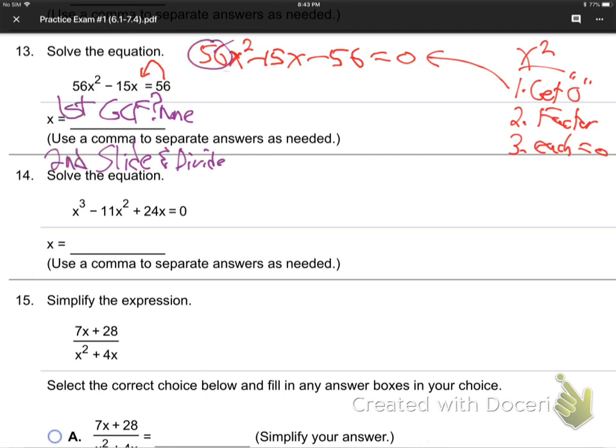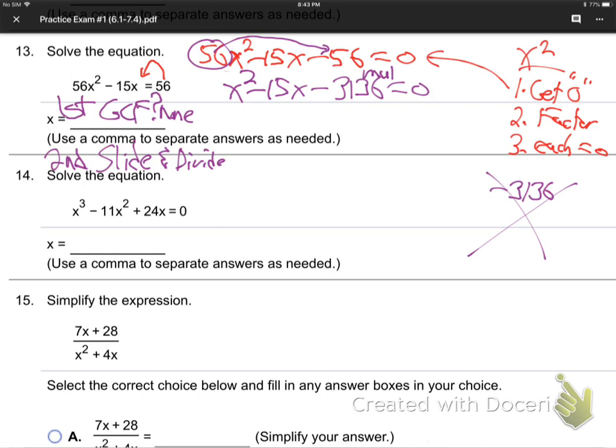So I'm going to grab this and slide it to the back. So that'll become x squared minus 15x. And I'm going to use my calculator. I don't know what 56 times 56 is. It's a big number, 3136. This is a crazy question. Okay, then we got to do the diamond thing. What multiplies to be negative 3136 and adds to be minus 15? I haven't any idea in the world.